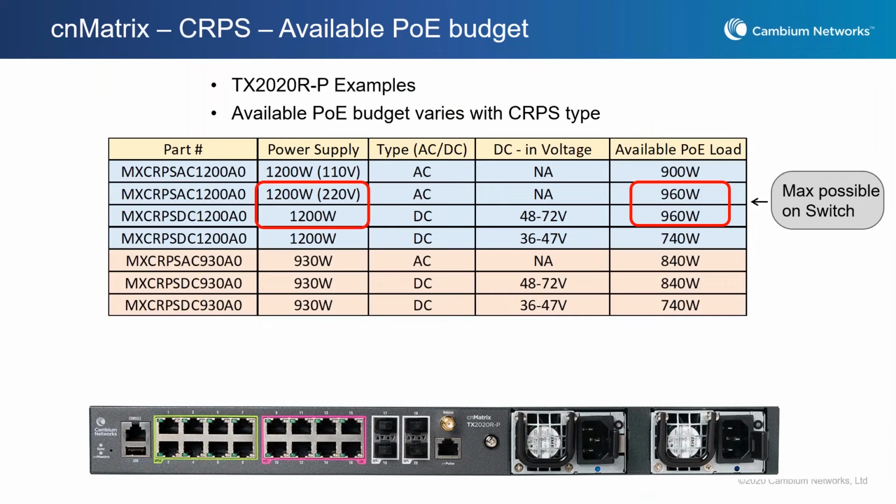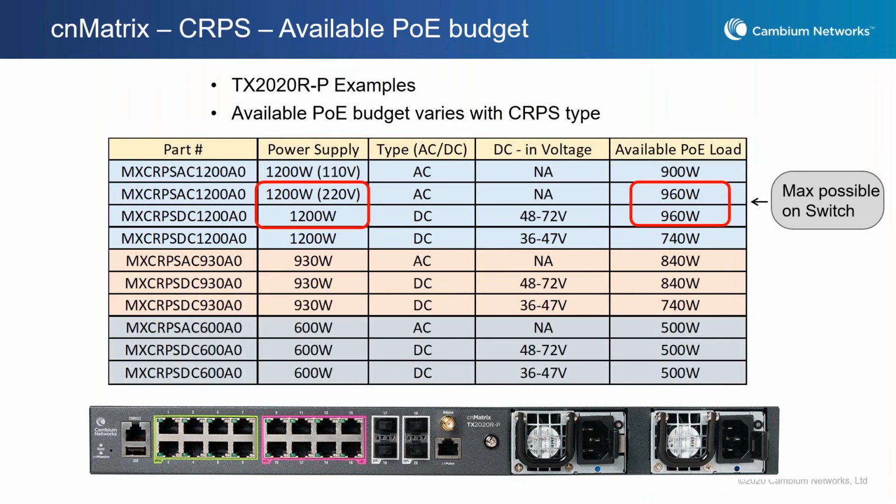Okay, let's talk about our other power supplies. These are the 930 watt supplies. That's the total power. But how much PoE load or how much power budget are you going to get? 840 watts for the AC version. For the DC version, you'll get 840 or 740, depending on what the DC in voltage is. Now, for the 600-watt supply, you're going to get 500 watts under any condition. Okay, so it's easy.